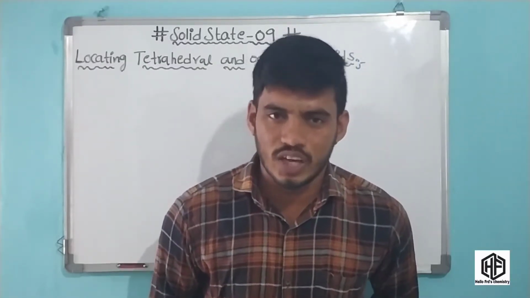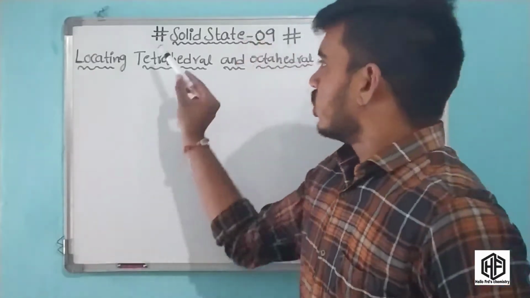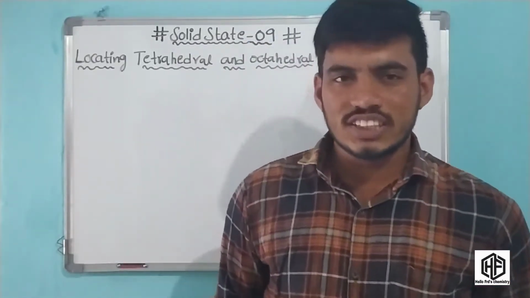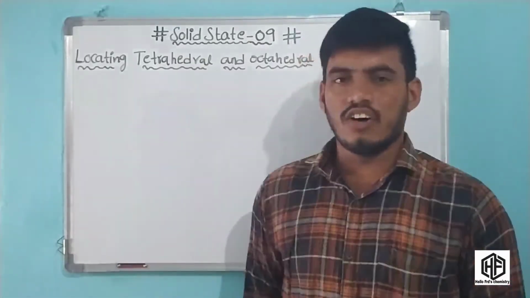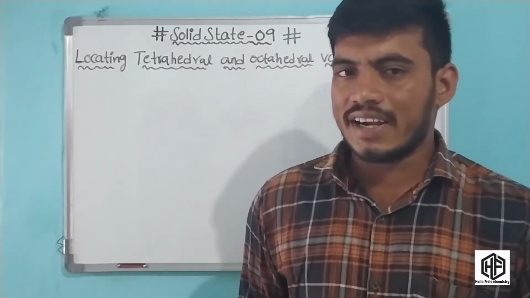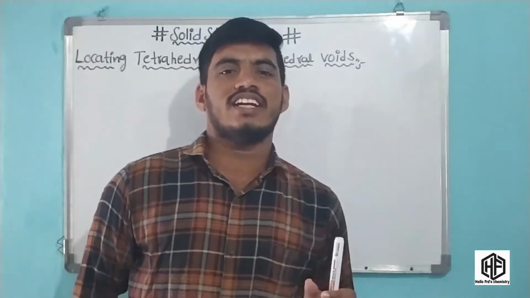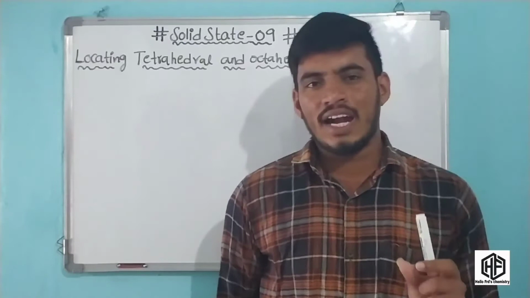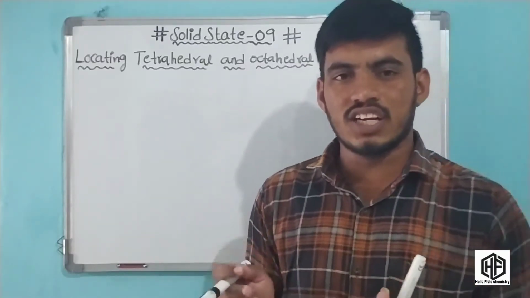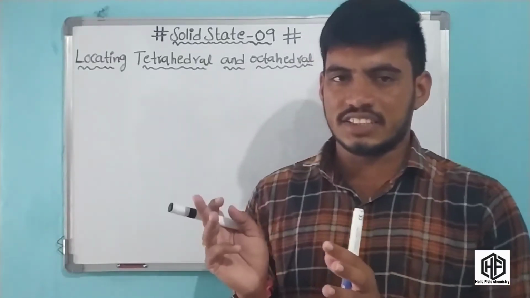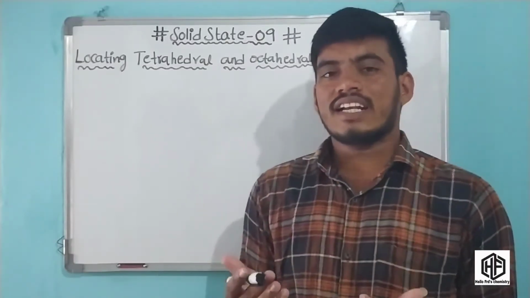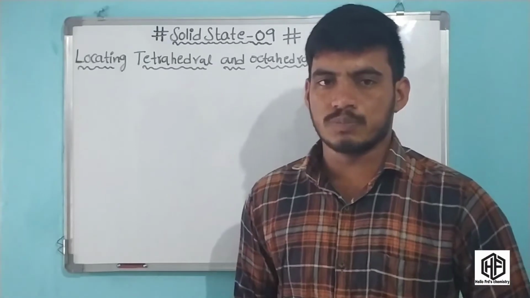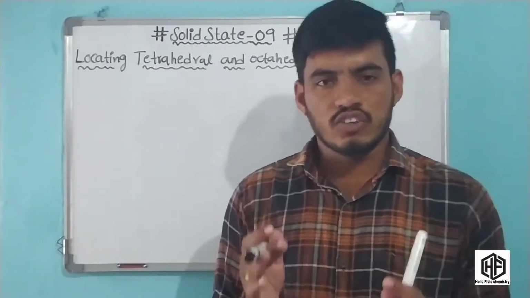In this video, we are going to discuss the solid state, class 9. We are going to discuss locating tetrahedral and octahedral voids in face-centered cubic closed packing. You know that in my previous video, I had discussed the three-dimensional FCC closed packing structure. Now, how many tetrahedral and octahedral voids are present in that face-centered cubic closed packing structure? Okay friends, now let's start this section.